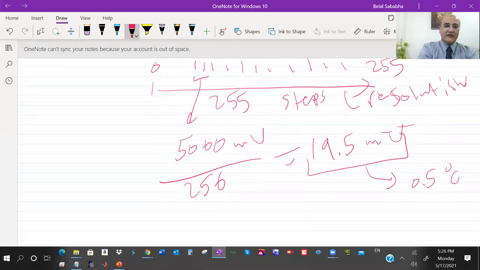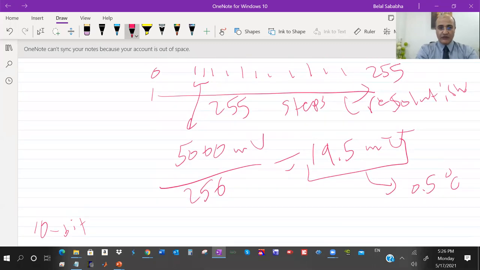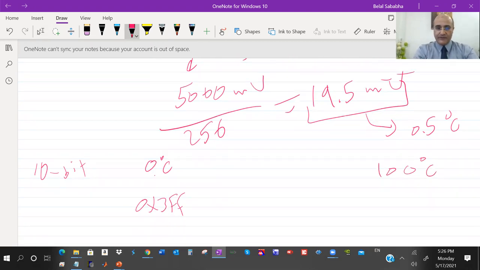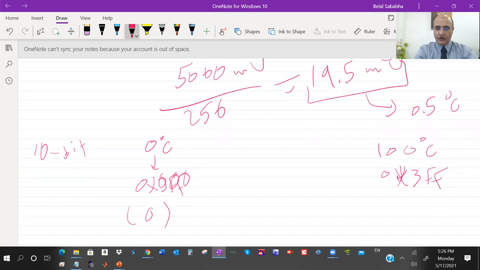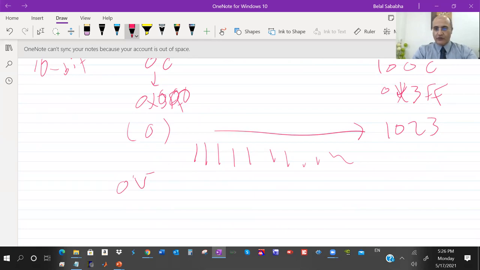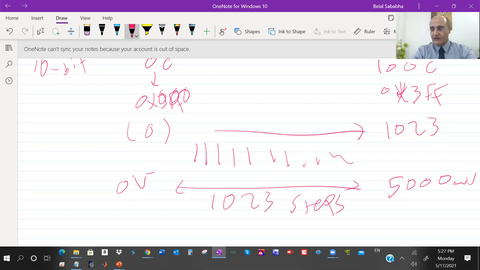Okay, what if I get to represent my readings in terms of 10 bits? Well, the zero Celsius will be represented by 0x000, and the 100 Celsius will be represented by 10 ones, 0x3ff. In decimal, 0 to 1023, right? So dividing the voltage, 0 volt to 5,000 millivolts, into 1,023 steps, right?